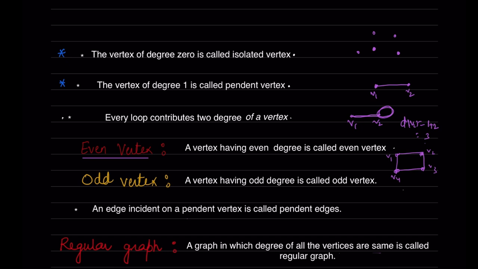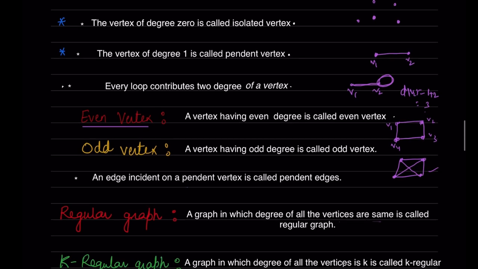Odd vertex: these vertices are odd vertices. Here we can say that the degree of each vertex is 3, so it is called an odd vertex. The next observation is that an edge incident on a pendant vertex is called a pendant edge. Means these vertices are pendant, so this edge is called a pendant edge.